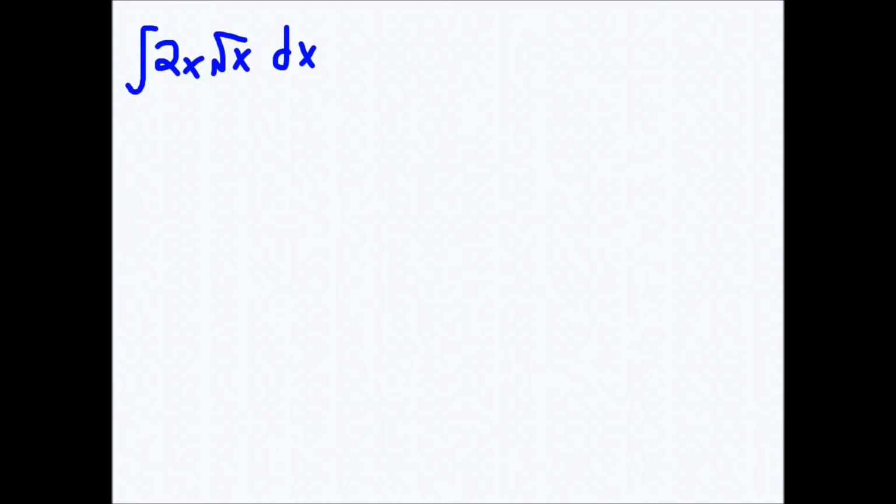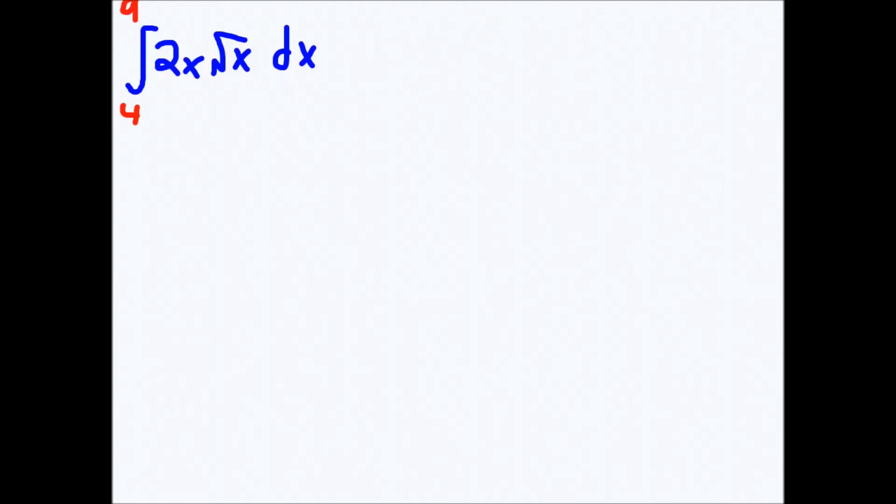Alright, let's look at an example of integration with definite integrals. Let's say that I have the problem, the integral of 2x times the square root of x dx. And the bounds of my integration are going to be from 4 to 9.